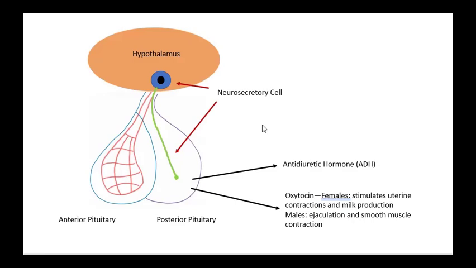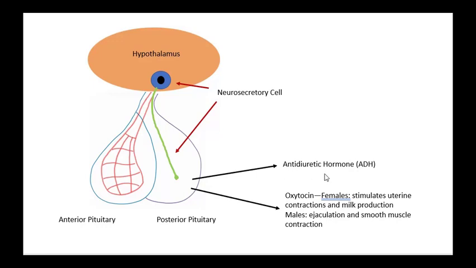Let's see if we can squeeze in the posterior pituitary. The posterior pituitary has a different connection to the hypothalamus. They contain these neurosecretory cells where the cell body is in the hypothalamus, but then the process extends all the way to the posterior pituitary where the hormone is released. So the hormones are made in the hypothalamus but released in the posterior pituitary. There are two important hormones here. One is ADH, or antidiuretic hormone.